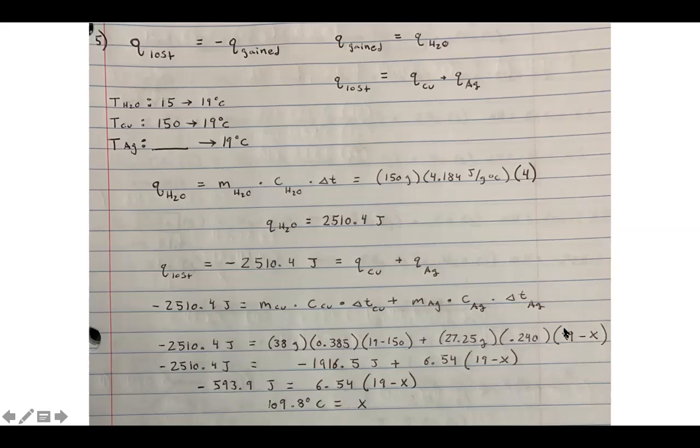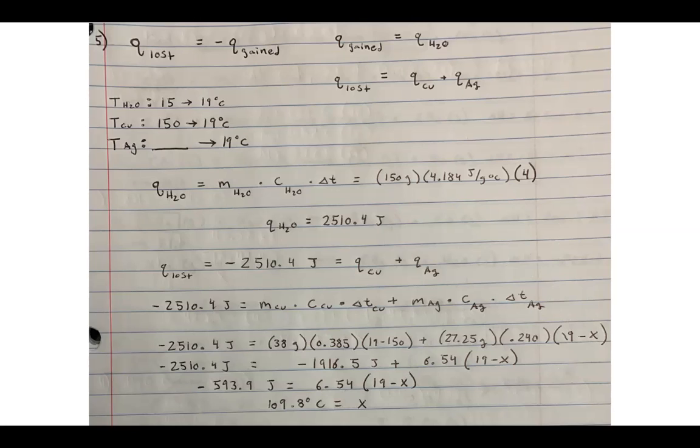Okay, and then we know our final temperature is 19 degrees Celsius, and so we label our initial temperature as X. And you can kind of just see my algebra from here, right, continuing down. If anybody has any questions about how I went about this algebra, I'm happy to answer it. But when you solve for X, it comes out to 109.8 degrees Celsius. So our silver initially was 109.8 degrees Celsius, and then went down to 19 degrees Celsius when the silver and the copper were added to the water.